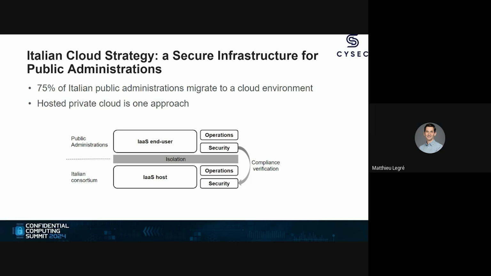And for your information, we will be in production in the coming months. Normally it will be in production at the beginning of December for the first private cloud, or for the first administration.